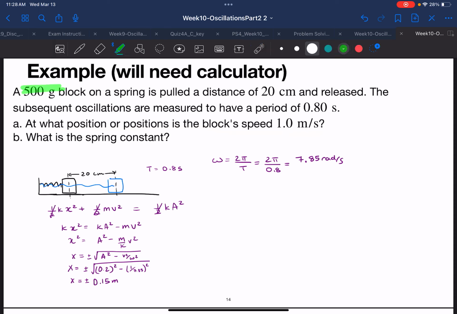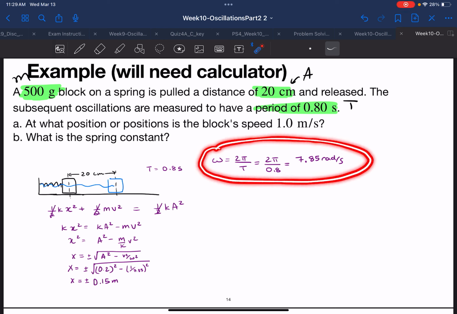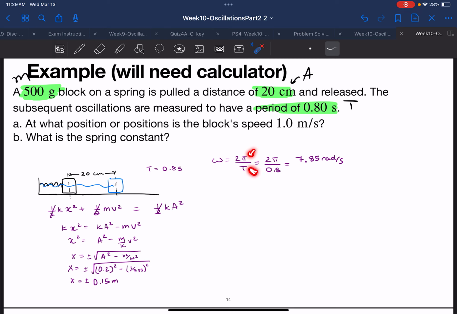So let's go ahead and highlight the things we know. We know the mass of the block. We know that it's pulled a distance of 20 centimeters and released. That means that's going to be the max amplitude that this block experiences. And then the oscillations are measured to have a period of 0.8 seconds, so we know what T is. So right away, we can calculate the frequency of this oscillator by calculating 2 pi divided by the period, and we get 7.85 radians per second.